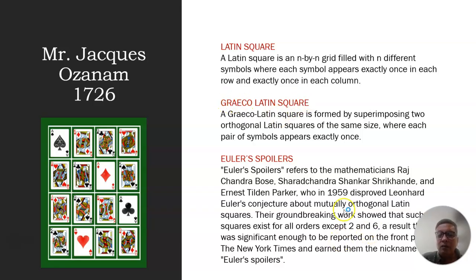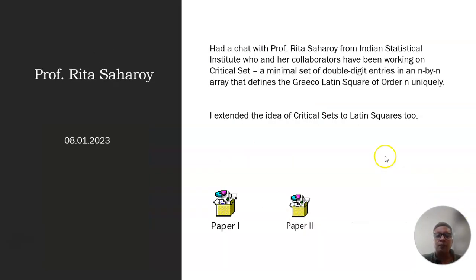And then in 1959, Euler made a conjecture, the Greco-Latin square doesn't exist for the order 4k plus 2, which was disproved by Professor Raj Chandra Bose, Sharadchandra Shankar Shrikhande, and Ernest Tilden Parker in 1959. They disproved Euler's conjecture and proved that Greco-Latin square exists for all orders except 2 and 6.